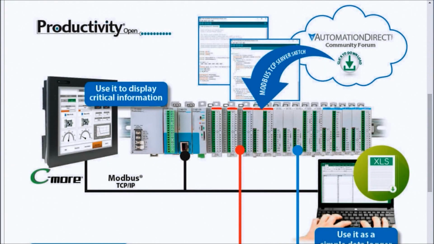Hi everyone, today we're going to be looking at the Productivity Open Arduino Compatible Industrial Controller Starter Kit Unboxing. Now, detailed information contained in the video can be found at accautomation.ca. A link has been put in the description below.